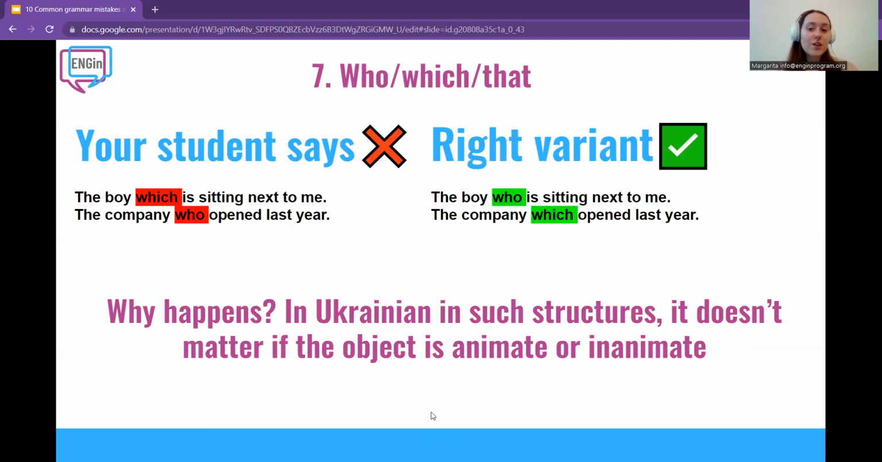Use which for things and who for people. This is the standard rule which we try to teach our students. But anyway, this remains a huge problem for them. We can also remind that we can use that for things and informally for people. Ukrainians confuse that because in their language it doesn't matter if the object is animate or inanimate in such types of clauses.